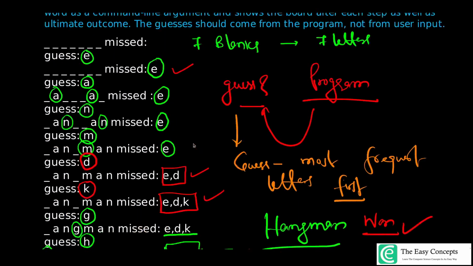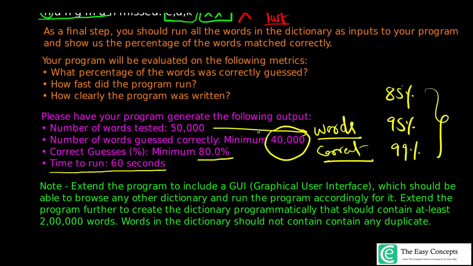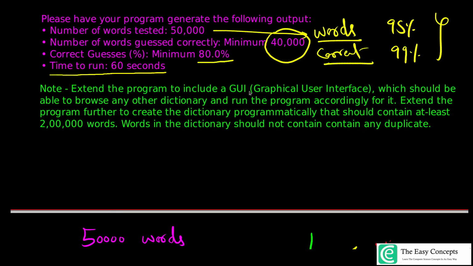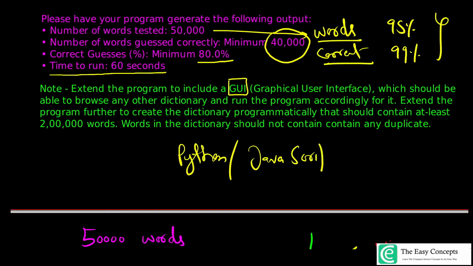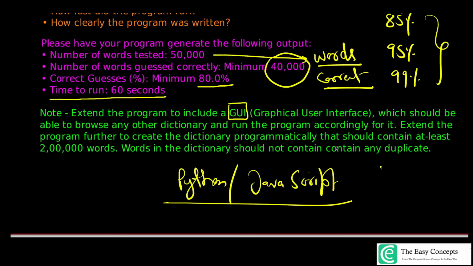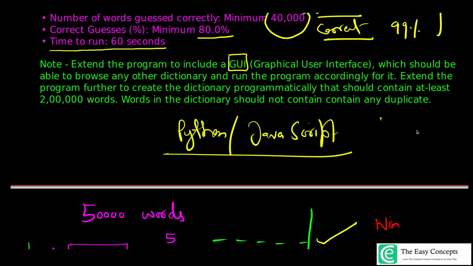All right. So once your program is done, you can extend this program to include a GUI. And how can you include a GUI? Maybe you can create a Python program after this, or maybe JavaScript. If you want to run this program in some other language, you can create a GUI which should be able to browse any other dictionary. What does it mean by any other dictionary? That we are not taking these 50,000 words now. Maybe we are taking 2 lakh words, right? You can take these 2 lakh words and then run the program according to it.